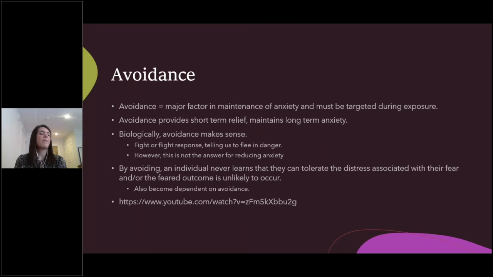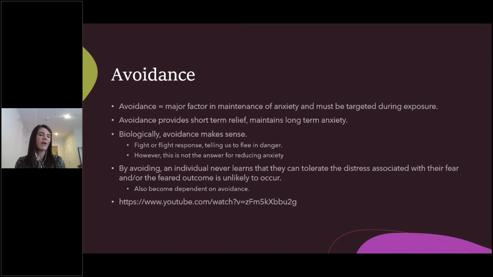When they go back into their car and go home, what happens the next time they have to go to the grocery store? Their anxiety does the same exact thing. They drive to the grocery store, a couple of days later they go into the grocery store, and their anxiety spikes again. So while avoidance feels really good in the short term because it immediately reduces the distress, it maintains long-term anxiety. And this is a really important component to make sure that you share with your clients, because to clients, avoidance feels really good. And biologically, avoidance makes sense, right? Our bodies, our brains are telling us to flee in danger.